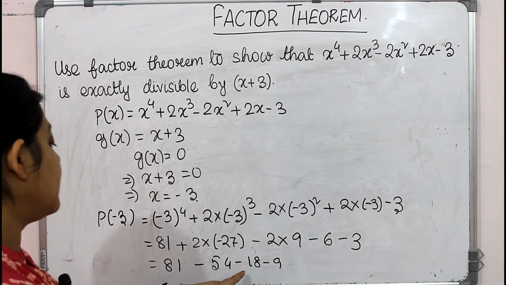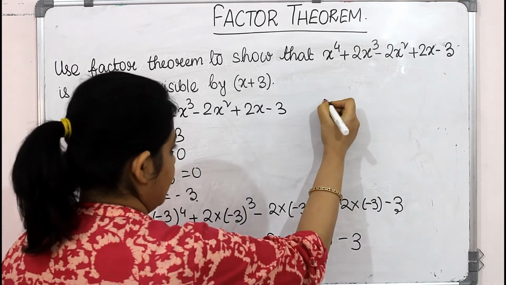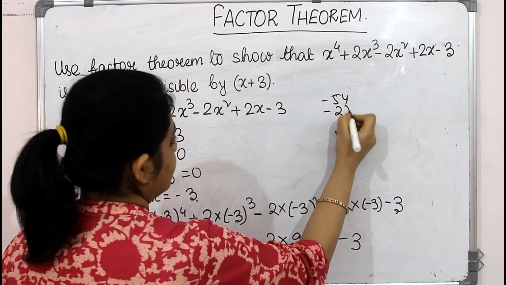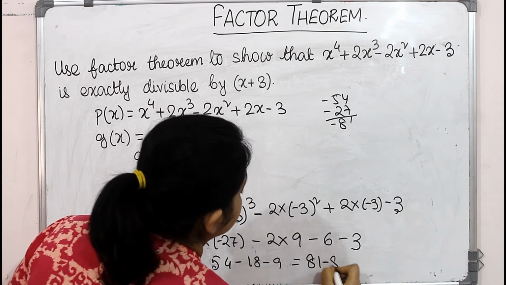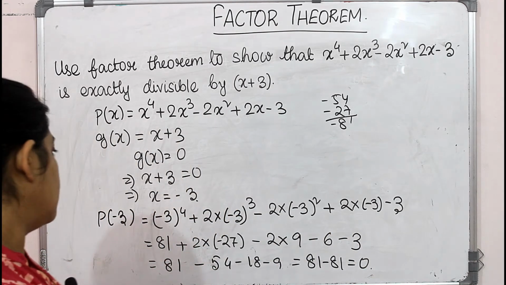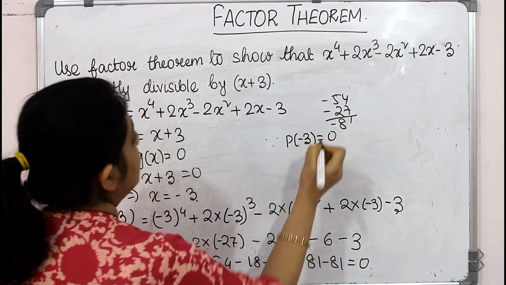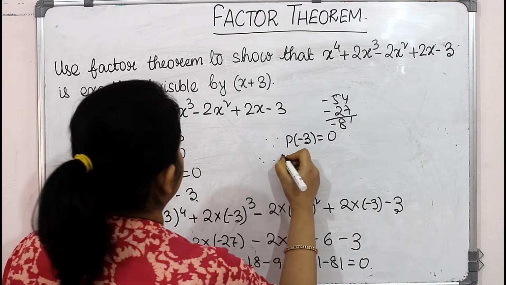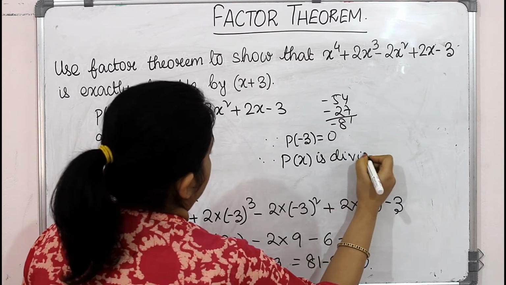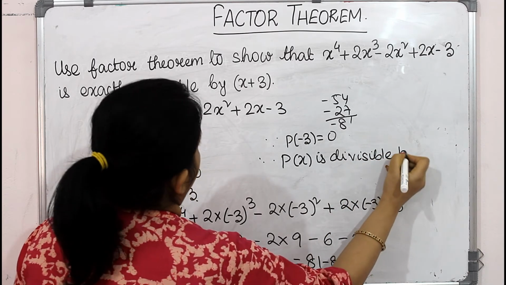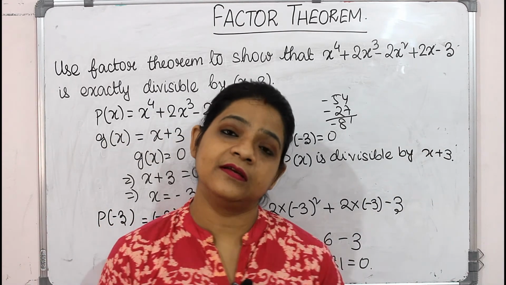So how much? Just check it. 18 plus 9 is 27. So minus 54 minus 27 comes out to be minus 81. So 81 minus 81 equals 0. So since p(minus 3) is equal to 0, p(x) is divisible by x plus 3. Okay, so I hope the sum is clear to you.